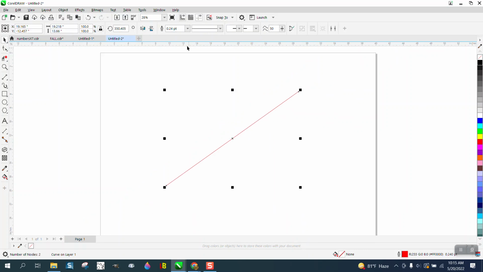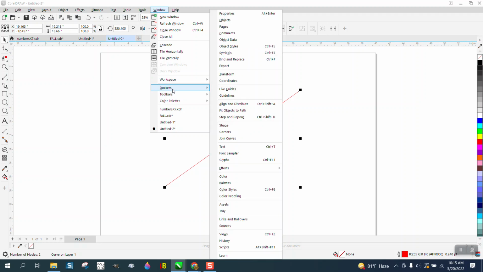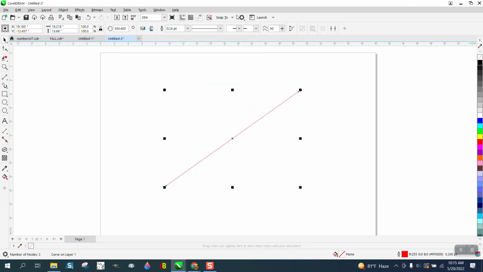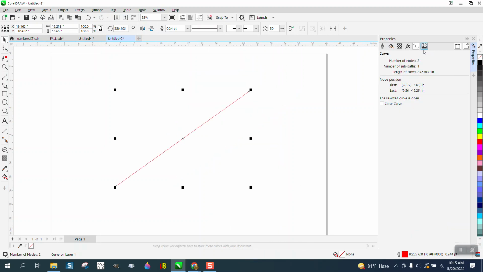is click on your line, go to Windows, Dockers, Properties, and because the line is a curve, you can see it's actually, I've run it out further, 23.57893 long. So that line is that length.